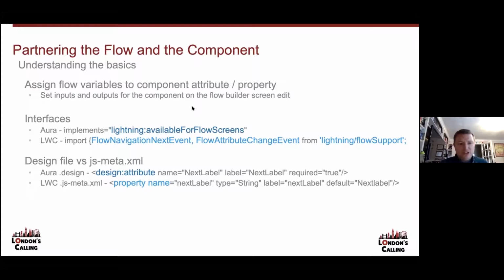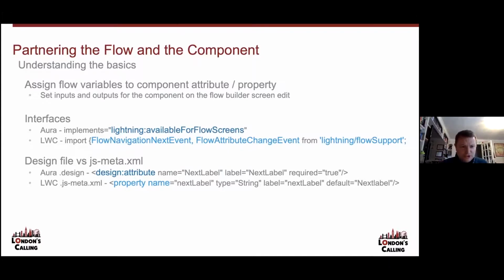In terms of interfaces, for our Aura component, we need to use lightning:availableForFlowScreens, and this lives in the component file. For the Lightning Web components, what we're doing here is we're importing the navigation events. You can also see there's a different event there, which we'll talk about a little bit later: the flow attribute change events, and these are from lightning/flowSupport. Once we have those within our files, we can then start to expose our attributes or properties to our flow.